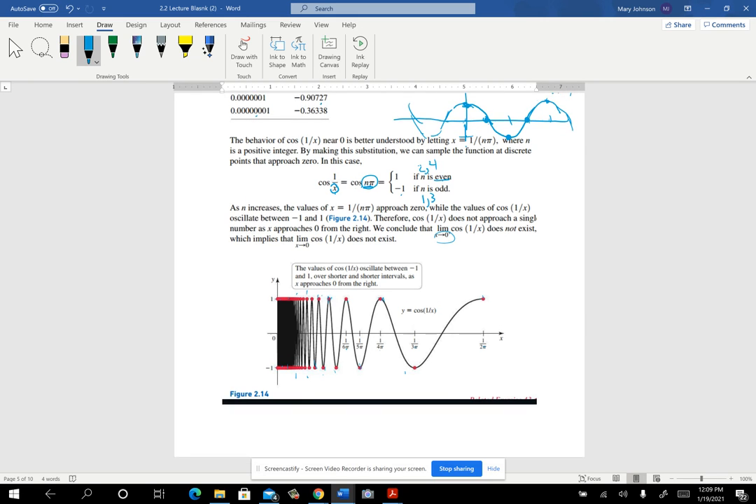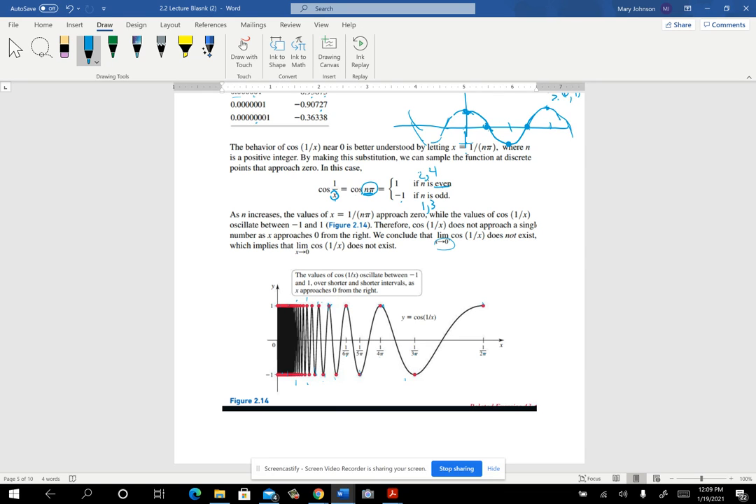Okay. All right. So that's some of the information that was in section 2.2. Just wanted to go through and explain that. I'm going to go ahead and post this video, but I'm also going to go back and make sure the videos are posted for rational functions and for piecewise functions.